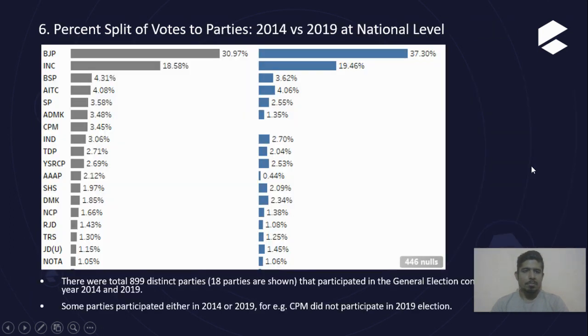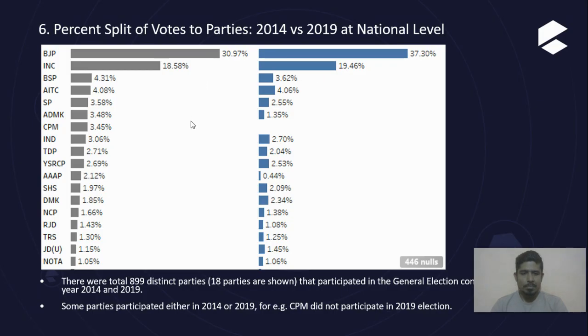Next query is percentage split of votes to parties at national level. So at national level, BJP got 30.97 percent of the total votes of India in the 2014 election, and in 2019 BJP got 37.30 percent of the total votes of India, followed by INC that got 18.58 percent of the total votes of India in 2014 and 19.46 percent in 2019.